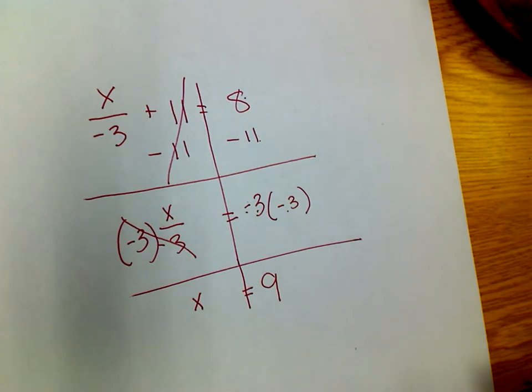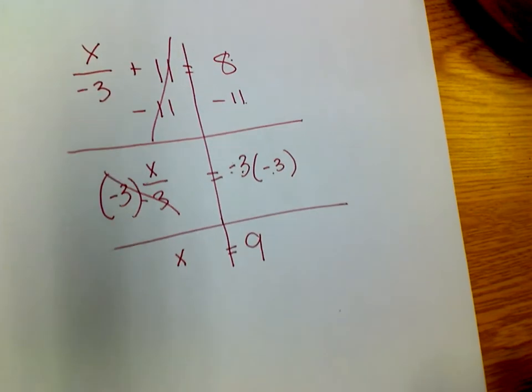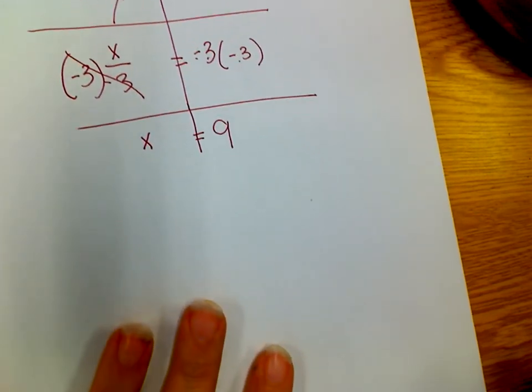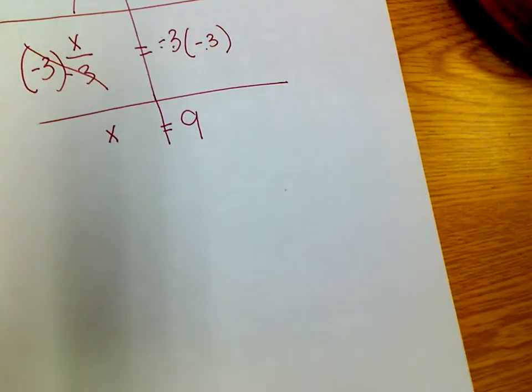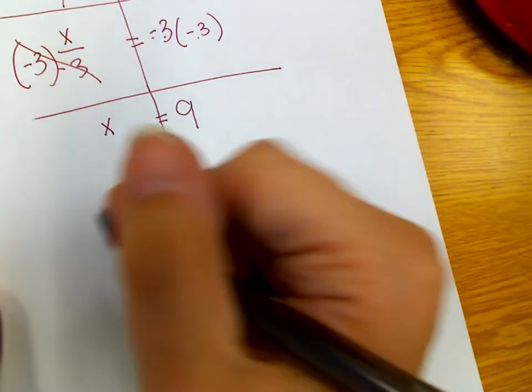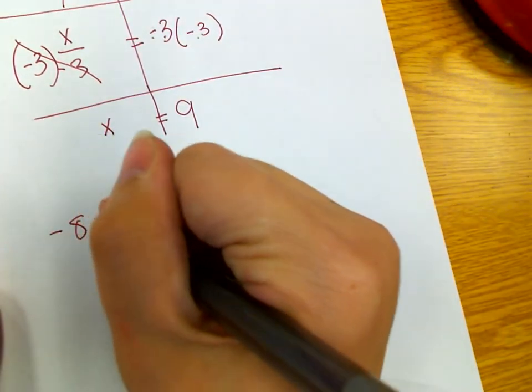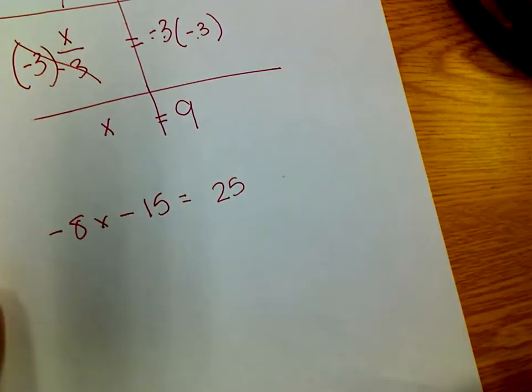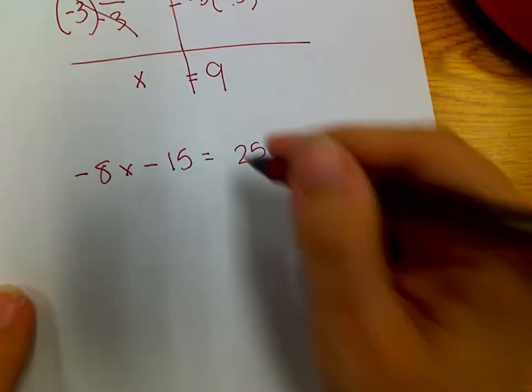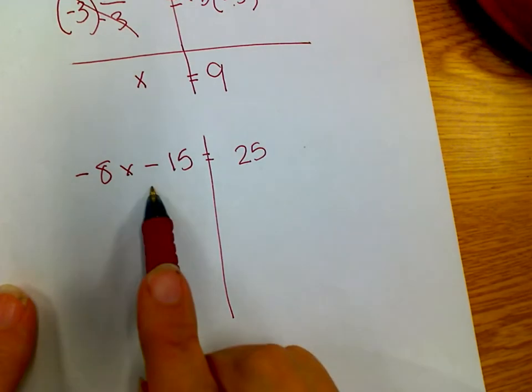I'm going to do one more problem. And my next problem I'm going to do is negative 8x minus 15 equals 25.